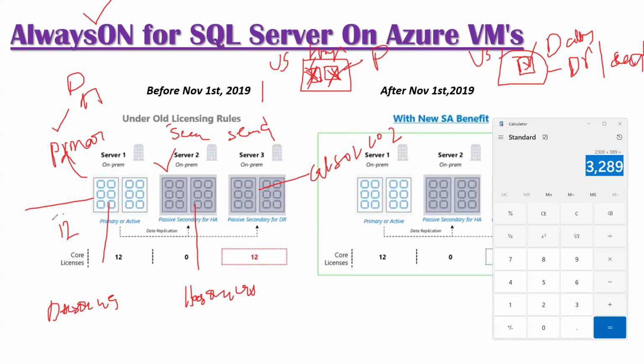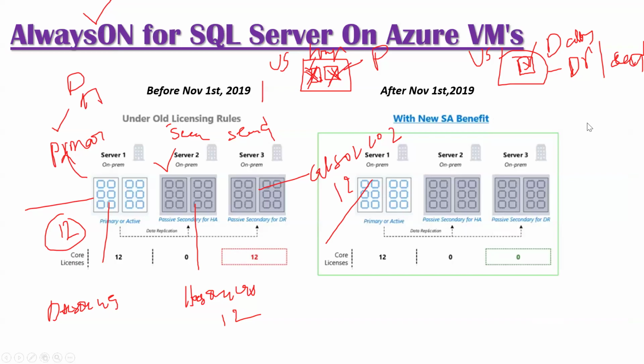Now, however you configure your primary replica, the secondary will also run 12 cores, and this DR also runs with 12 cores. Till SQL Server 2019, November 1st, 2019, only one server is license free. License free means one and only one. If you're going to configure DR, definitely you need to pay for this. So in total you are paying for 24 cores. Getting my point, everyone? Still, before November 1st, 2019, that is the underlying architecture.